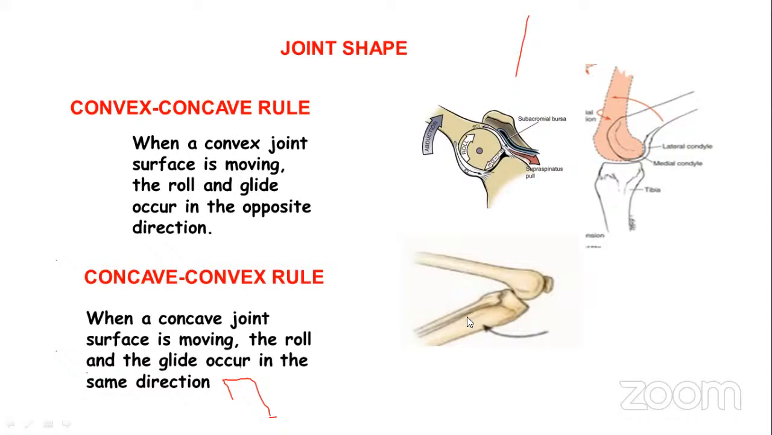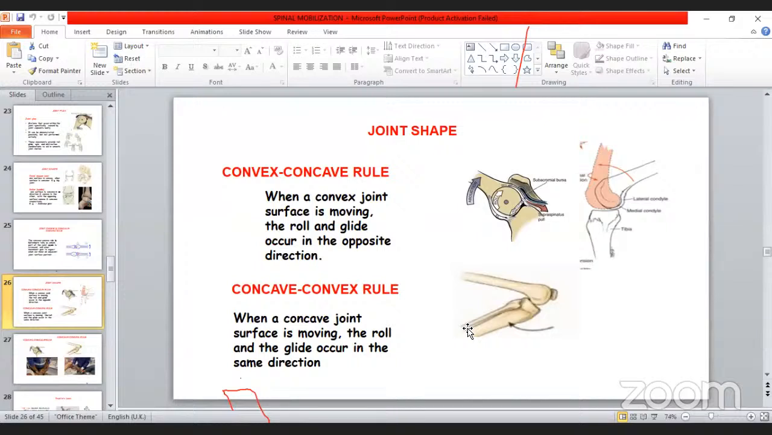But when you move a convex surface, both movement and gliding will be in opposite direction. Don't worry if you are not very clear. I know it takes time. By the time you go over it again, and then we'll still be making reference as we go on, you will have a better understanding.